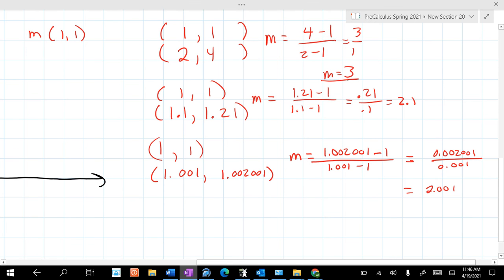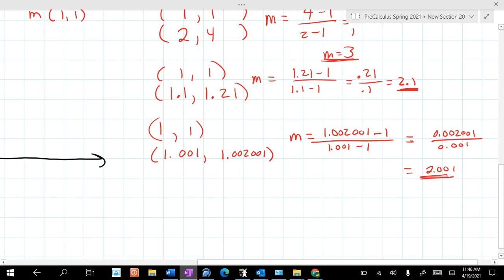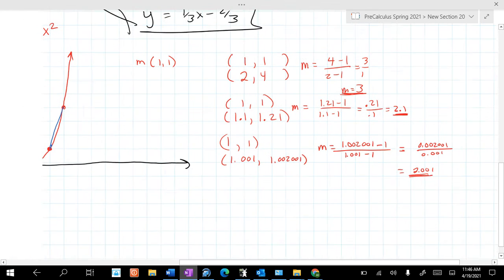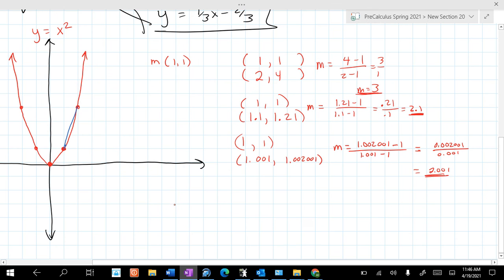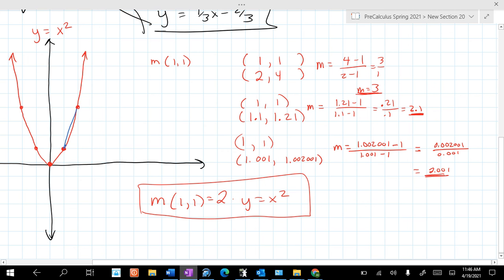Now, my original one had a slope of 3. Then I got down to a slope of 2.1. Now I'm down to 2.001. Where's my limit going towards? 2. So the slope at the point 1,1 of y equals x squared should have a slope of 2. Okay?